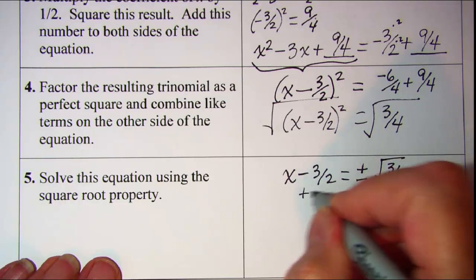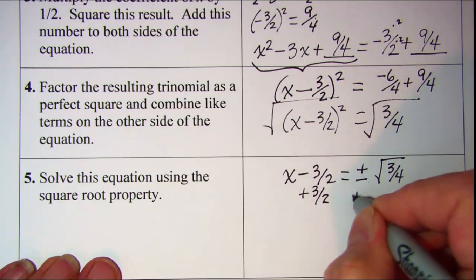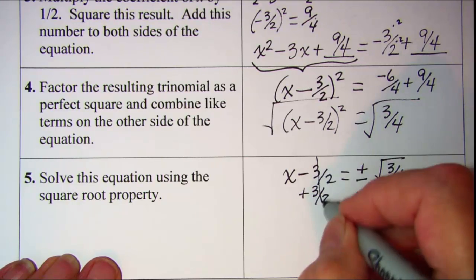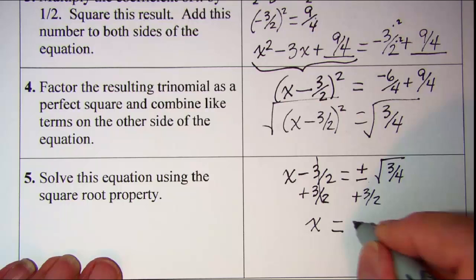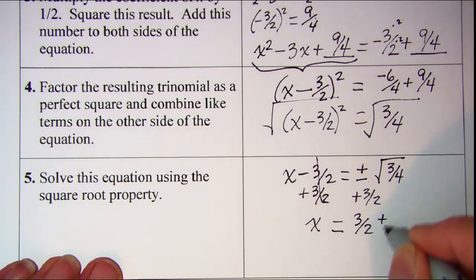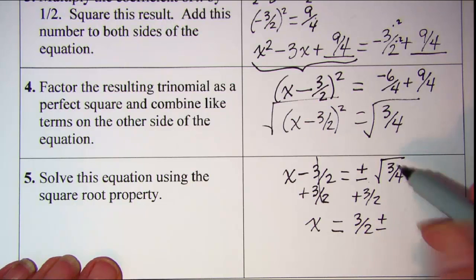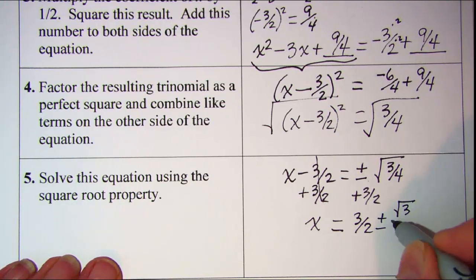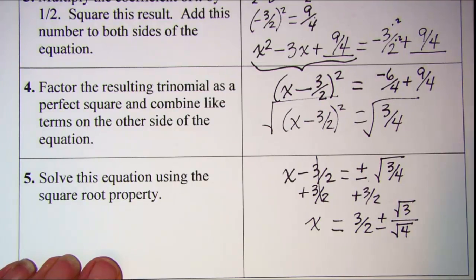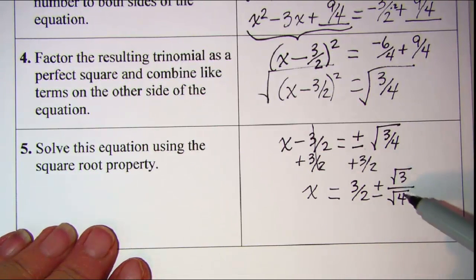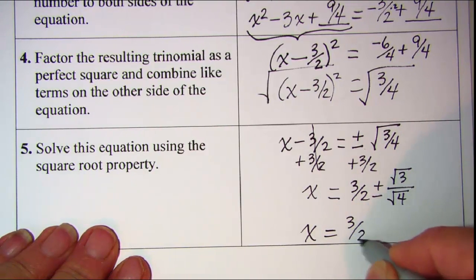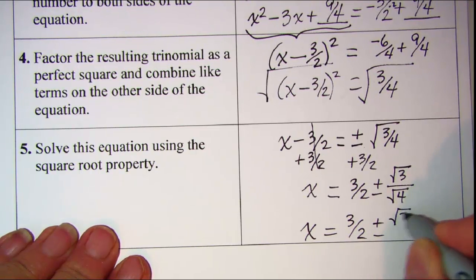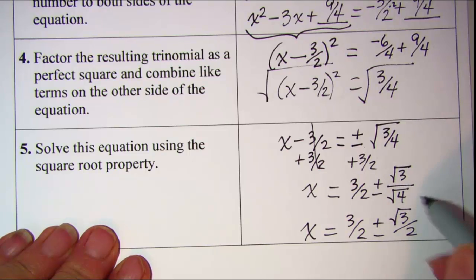Let's add 3/2 to both sides so I can isolate my x. These will cancel, and I have x equals. This radical is irrational, and this is rational, so I can't combine those. I have 3/2 plus or minus. But I am going to separate this into square root of 3 over the square root of 4. Because now I can square root this 4 here and get x equals 3/2 plus or minus root 3 over 2. Square root of 4 is 2.